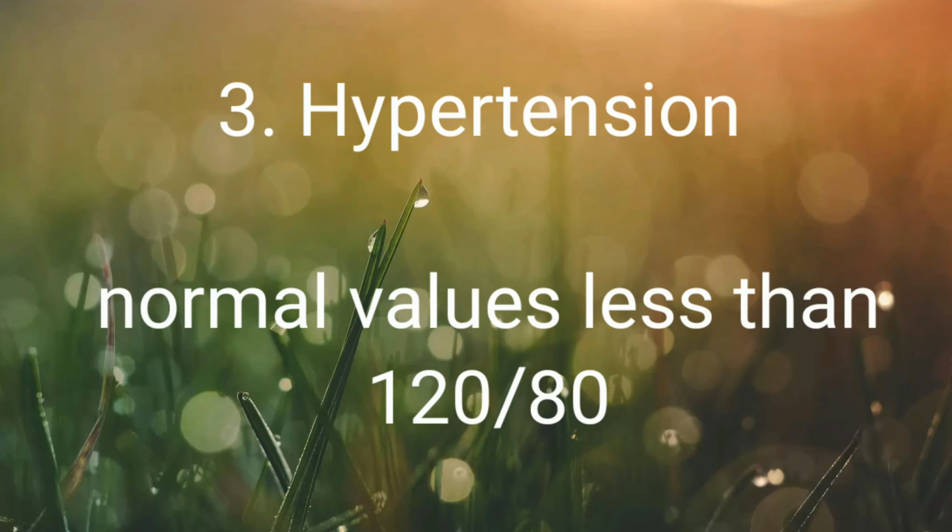Third risk factor is hypertension, or increased blood pressure. The normal value for that is 120 over 80. Some people may say that their normal is 140 over 60 because that's the number that they always get. You're wrong. The normal value has to be 120 over 80, and if you're getting that high all the time, that's not your normal. You're considered hypertensive.